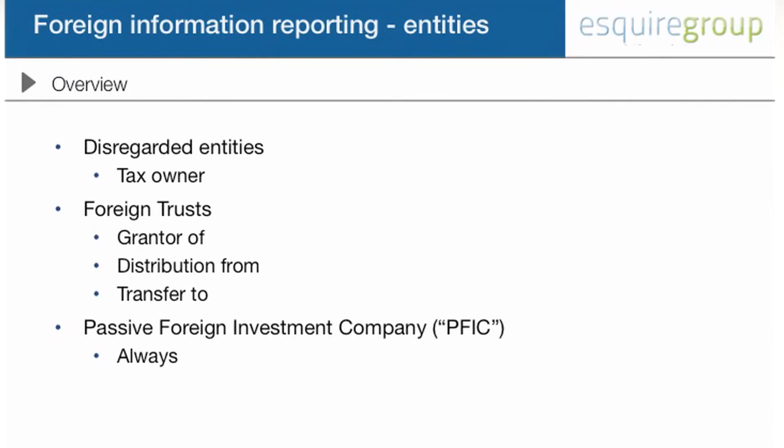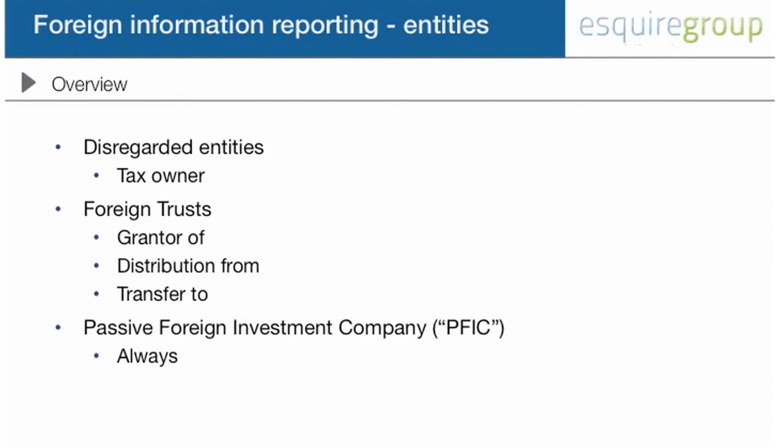When it comes to disregarded entities, you may have to file Form 8858. A disregarded entity is essentially a tax transparent entity, much like a United States LLC, if you're familiar with that concept. Essentially, the tax owner of a disregarded entity is required to file this Form 8858 and report any income from that foreign disregarded entity.